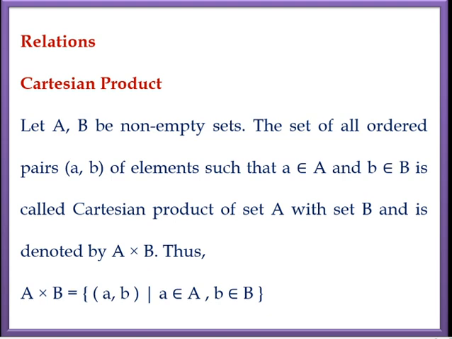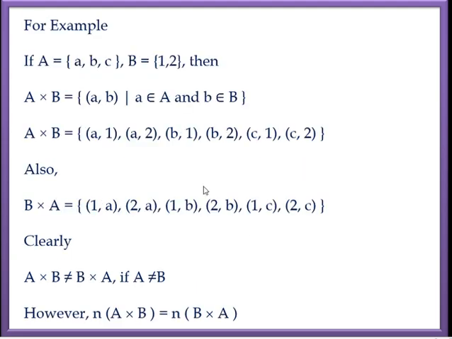So what is the Cartesian product? It is basically a set of ordered pairs. Okay. So what is A cross B? It is the set of ordered pairs (a, b) such that a belongs to A and b belongs to B. For example, set A has elements a, b, c and set B has elements 1, 2. Then what is A cross B? It is the set of all elements (a, b) such that a belongs to the first set and b belongs to the second set. So what is A cross B here? It is (a,1), (a,2), (b,1), (b,2), (c,1), (c,2).